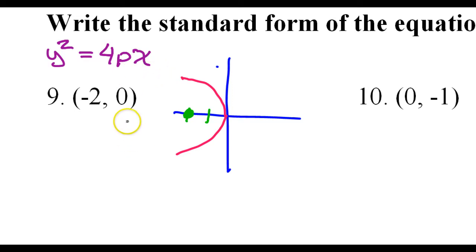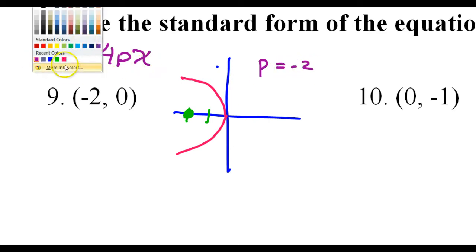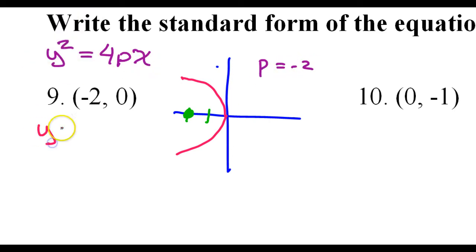But we also know what p is. Because of the -2, that's p. So p is -2. So that makes this equation become y squared equals 4 times -2, which is -8. So y squared equals -8x. So kabam, that's the equation.